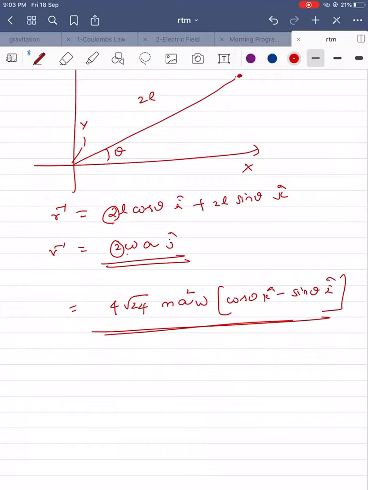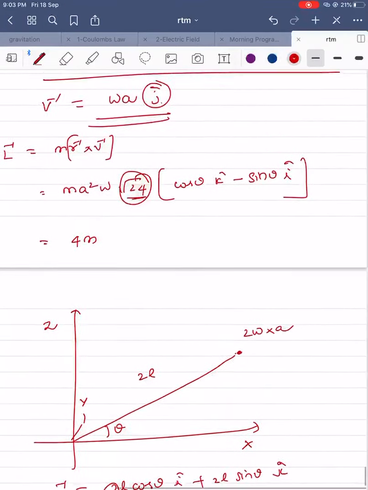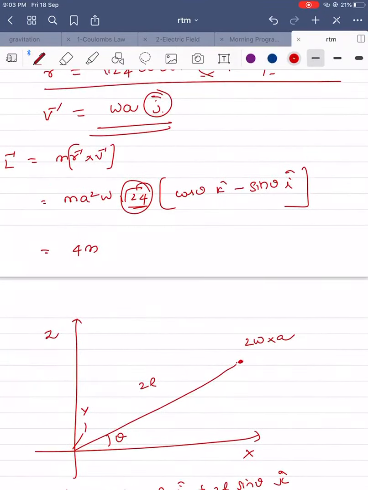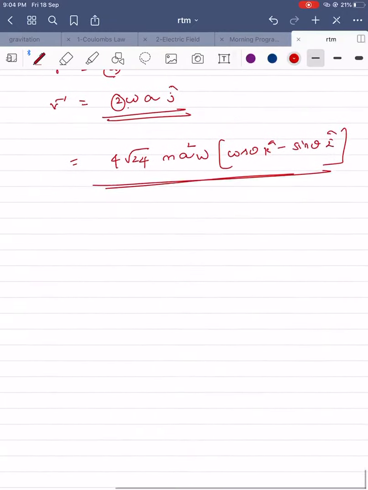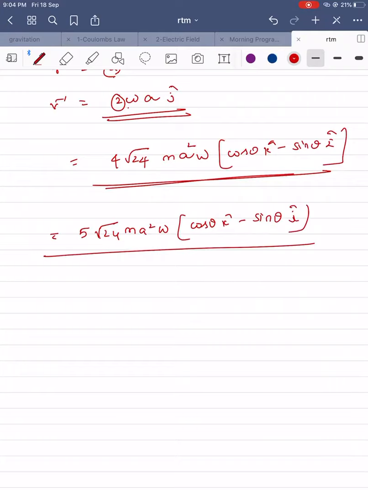Now we are supposed to add these two. If we add 4 plus 1, the final term will be 5 times. So total 5 times it will be: 5 root 24 m a square omega cos theta K cap minus sin theta I cap. What is this value? The entire value refers to the linear angular momentum.